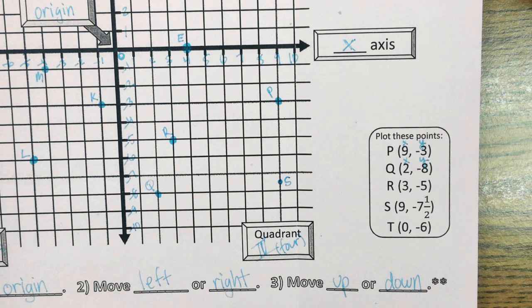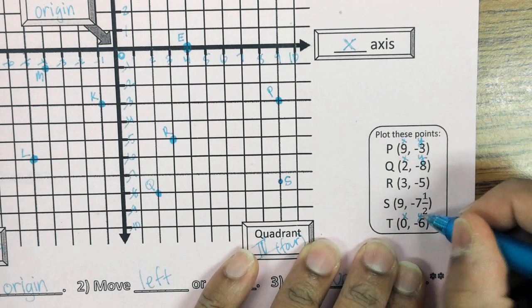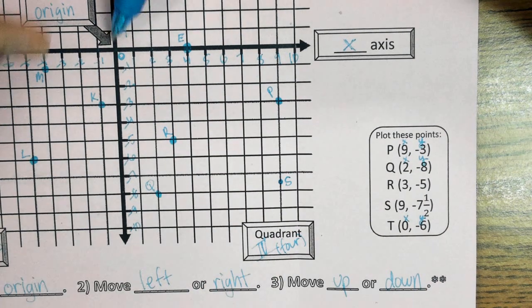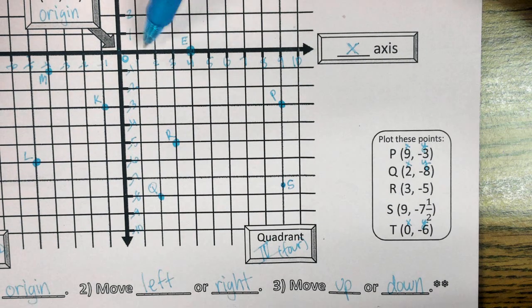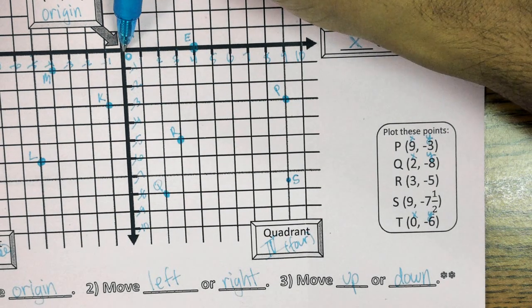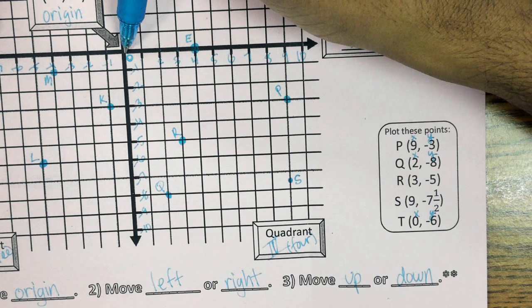And my last one is point T, 0 and negative 6. So x value is 0, y value is negative 6. So we start at the origin. Second step says to move left or right. If I move left or right 0 spaces, don't move. If I don't move anywhere, my pencil's going to stay right here at 0. Right? It's stuck there. And nothing's going to happen.